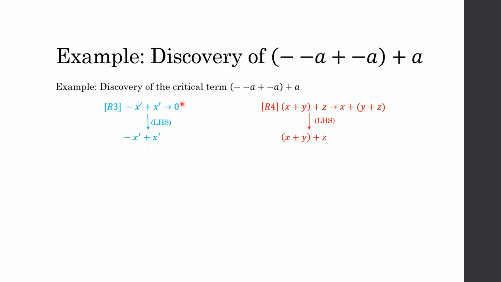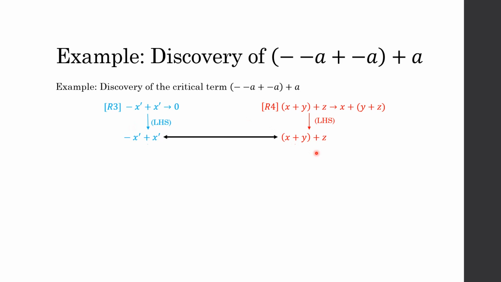We need to remember that we need to unify the left-hand sides of any two rewrite rules. For example, now we have R3 and R4. We can pair R1 and R4 and so on, but for this example, to discover this, we will pair R3 and R4. So R3, the rewrite rule is this, and R4, the rewrite rule is this. Let's look at the left-hand side. We have negative x prime. I use x prime instead of x so as not to confuse it with the x from the other side. After all, from the machine's point of view, they are just blank free variables. The left-hand side of R4 over here is x plus y plus z.